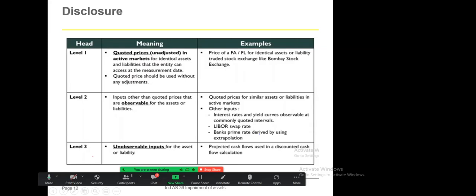Examples are quoted price for similar assets or liabilities in the active markets. Other inputs could be interest rate and yield curves observable at commonly quoted intervals, LIBOR swap rate, bank prime rate. Level 3 would be unobservable inputs for the asset or liability. So that means you need to show 3 types of inputs. First of all is your quoted price, second is your observable price, and third is your unobservable price. What do we mean by unobservable price? Unobservable price is basically your projected cash flows used in a discounted cash flow calculation. So this is how you need to give the disclosure of level 1, level 2, and level 3.